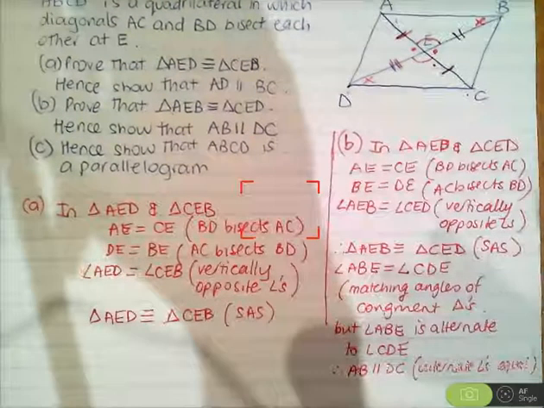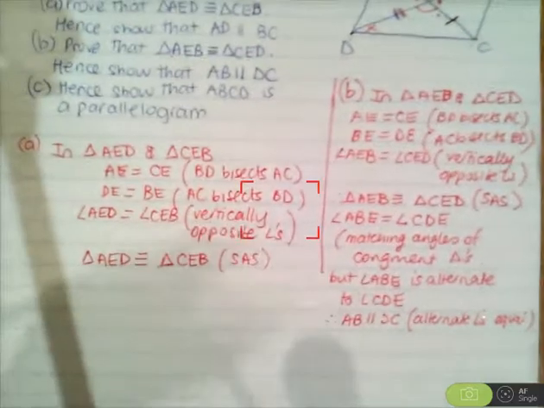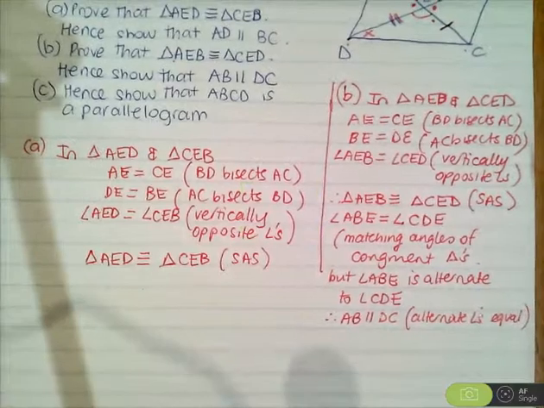Sorry, that doesn't look very clear. I'll just move that down a bit. So we've got that AB is parallel to DC because alternate angles are equal.